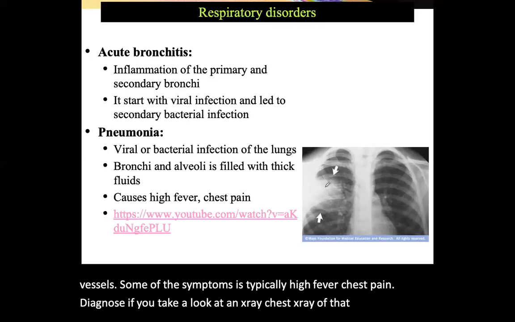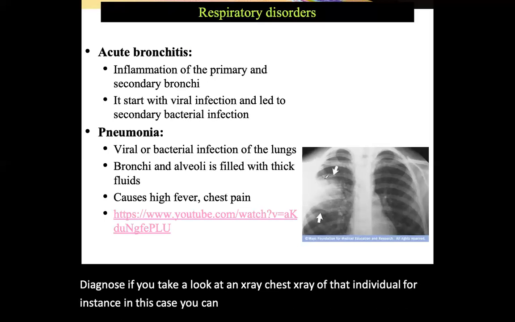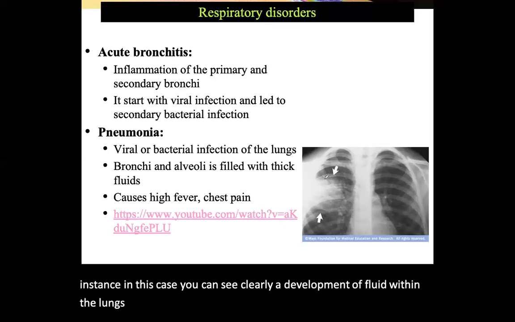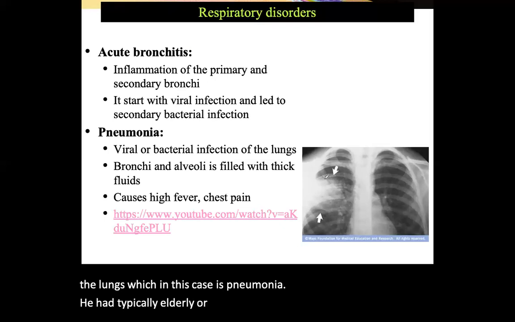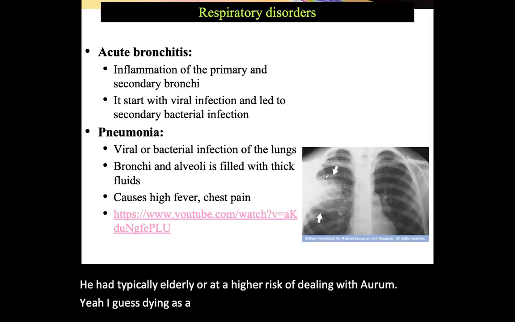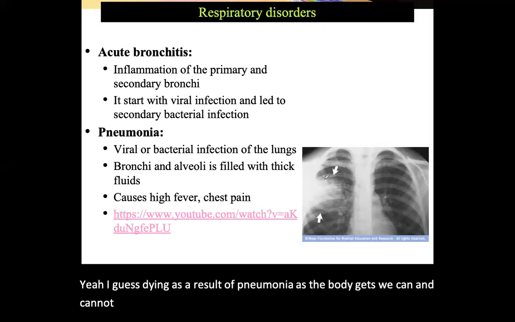For instance, in this case, you can clearly see a development of fluid within the lungs, which in this case is pneumonia. Again, the elderly are typically at a higher risk of dying as a result of pneumonia, as the body gets weakened and cannot fight off the infection effectively.